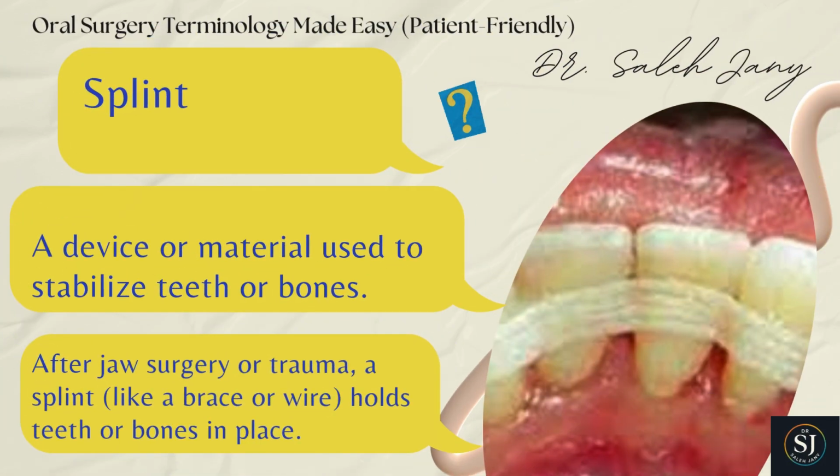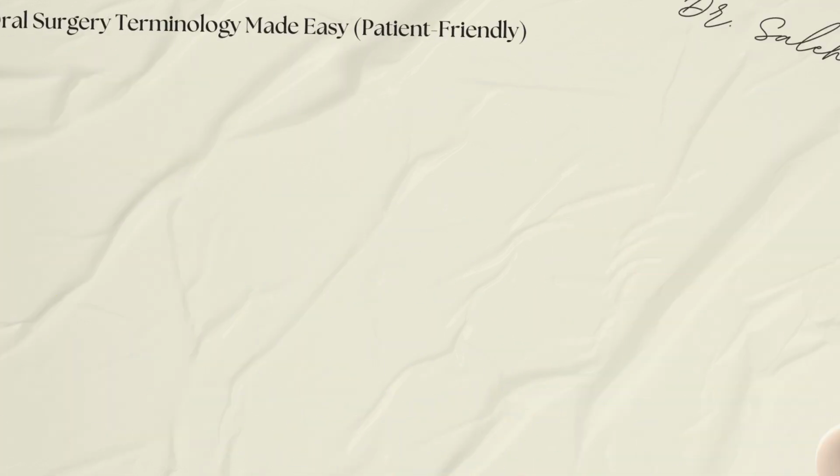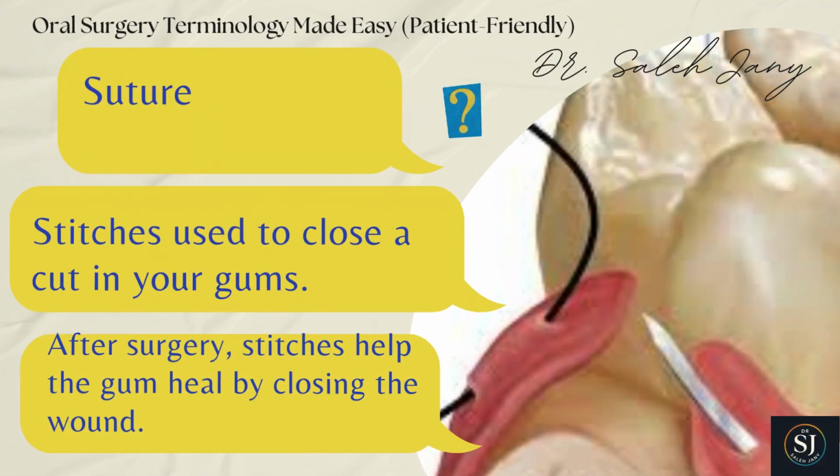Splint. What it means: a device or material used to stabilize teeth or bones. Explanation: after jaw surgery or trauma, a splint, like a brace or wire, holds teeth or bones in place. Suture. What it means: stitches used to close a cut in your gums. Explanation: after surgery, stitches help the gum heal by closing the wound.